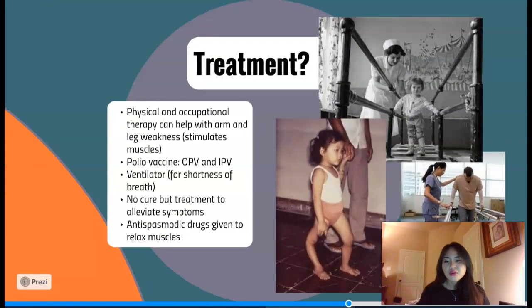There is no cure, unfortunately, but there are the OPV and IPV vaccines available, which have had the greatest effect in the eradication of the polio virus in the United States. There's physical and occupational therapy for patients who experience arm and leg weakness because it helps stimulate the muscle. And lastly, we have antispasmodic drugs, which are given to relax the muscles.